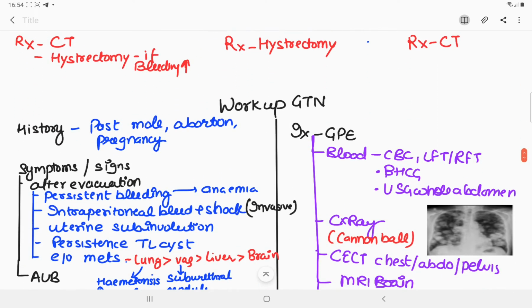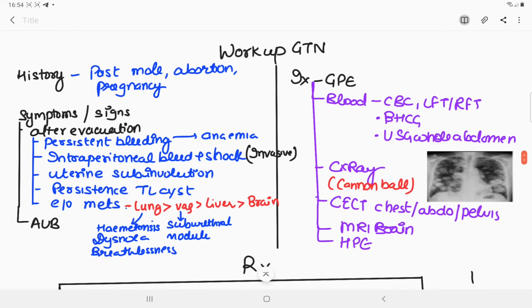Let's discuss how to work up a patient of gestational trophoblastic neoplasia. In history, we will ask the patient about past molar pregnancy, abortion or any pregnancy. In symptoms and signs, there may be persistent bleeding after evacuation, or intraperitoneal bleed plus shock, or uterine subinvolution, or persistent theca lutein cyst, or evidence of METs. The most common sites of metastasis are lung, followed by vagina, followed by liver, followed by brain. The patient may also complain of abnormal uterine bleeding.